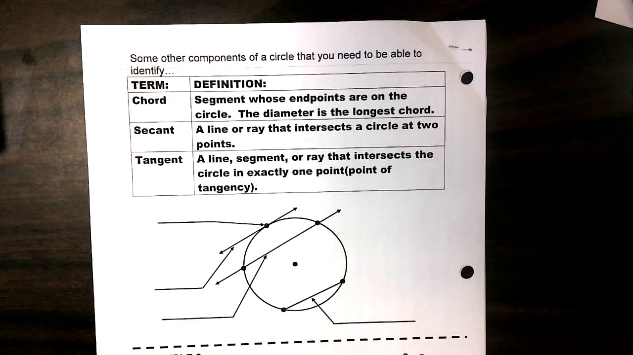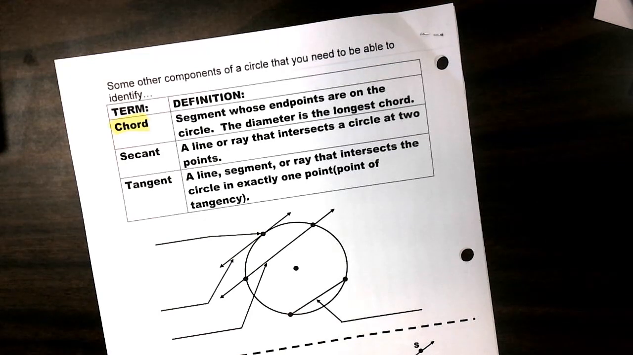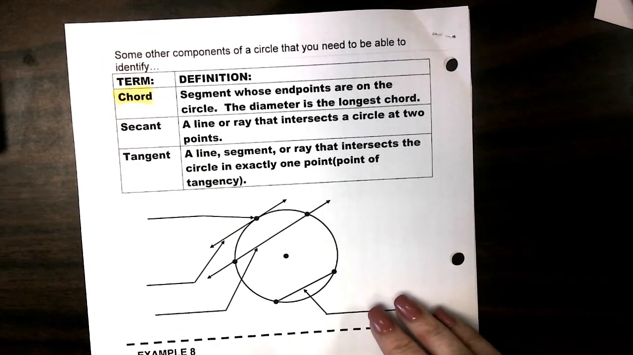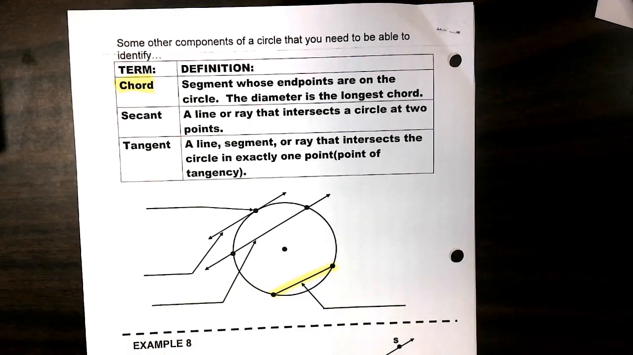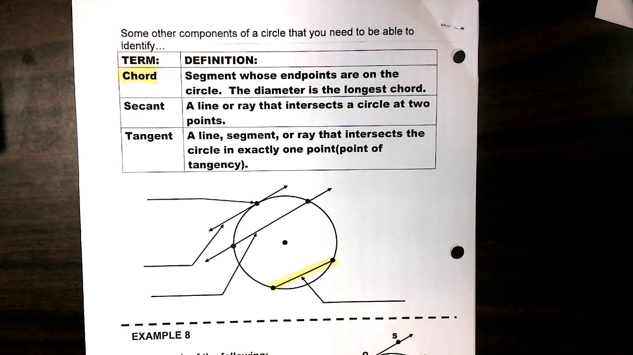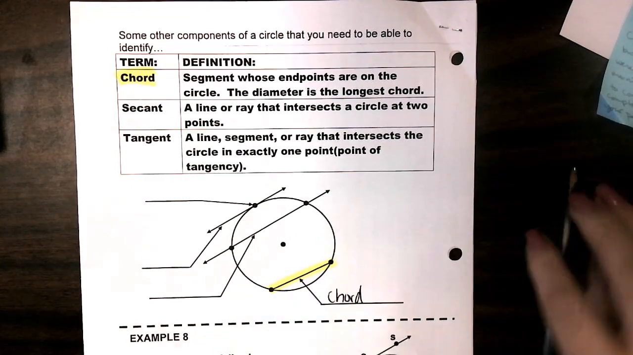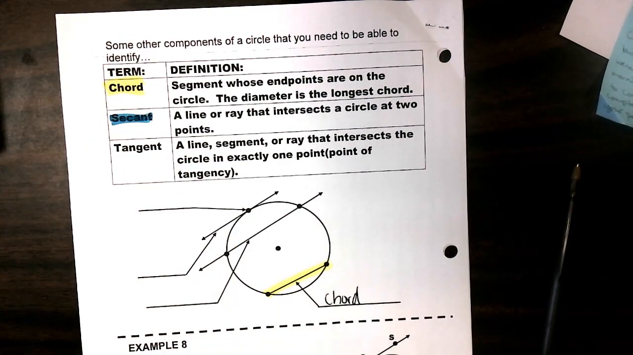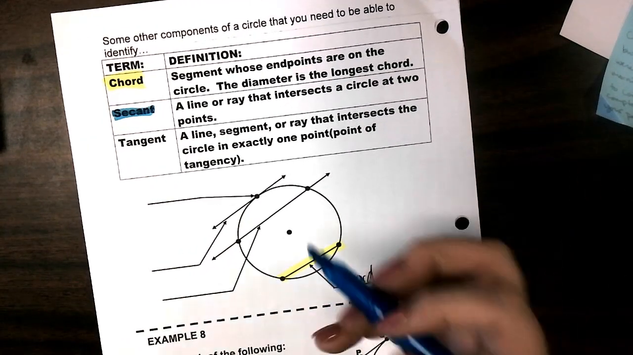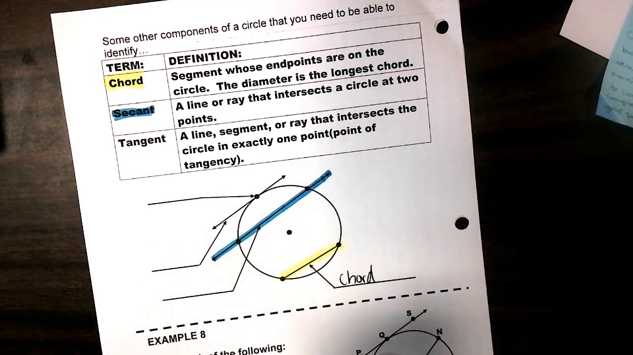So a chord is a segment whose endpoints are on the circle. The diameter is considered a chord. It's the longest chord. So this, because the endpoints of that line stop on the edge of the circle, is considered a chord. A secant is a line or ray that intersects a circle at 2 points, and then it goes beyond the circle. So this line here is representative of a secant.